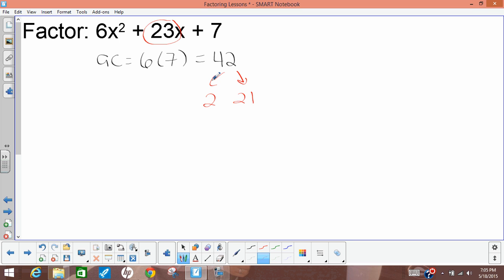Again, this takes a little bit of time finding the factors. We might play around with the factors until we get the ones that we need. Again, they multiply to be 42, add to be 23. So we're going to rewrite this. We're going to use the same beginning and the same end. So 6x squared will end with plus 7. And this 2 and 21, each of those gets an x, and it's plus since they're positive values.